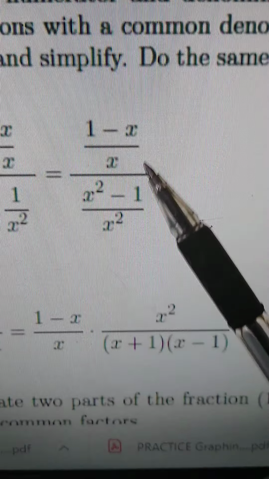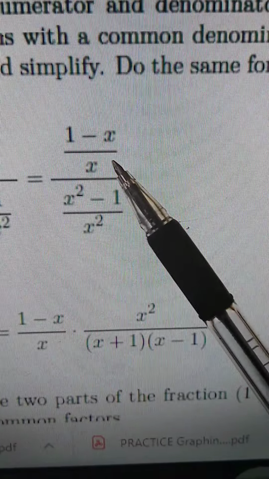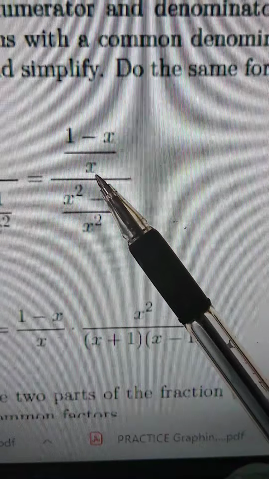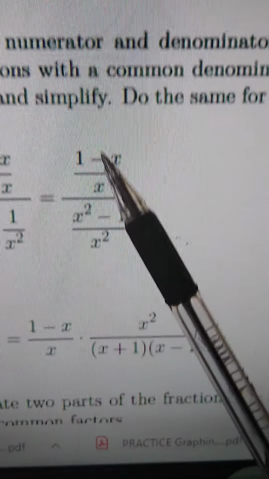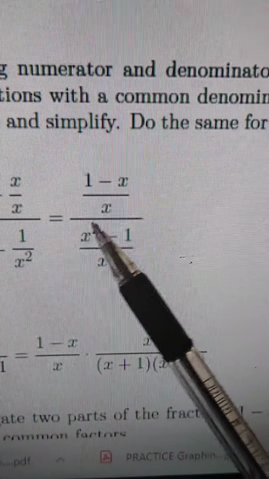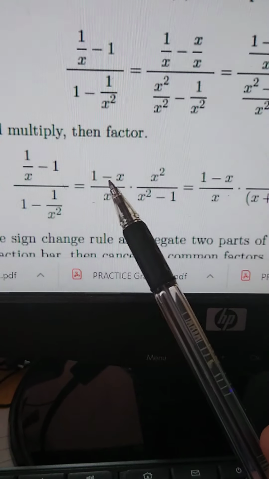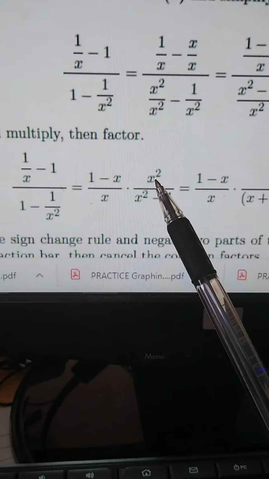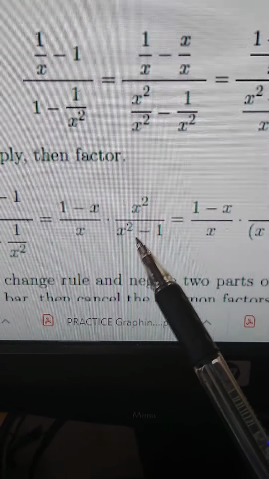So here's my complex fraction simplified into 2 fractions instead of 4 parts. And I'm going to multiply by the reciprocal. So I'll take this top fraction and I'm going to multiply by the reciprocal of the denominator. Or A and D go together, B and C go together. So I have A and D together, B and C together.